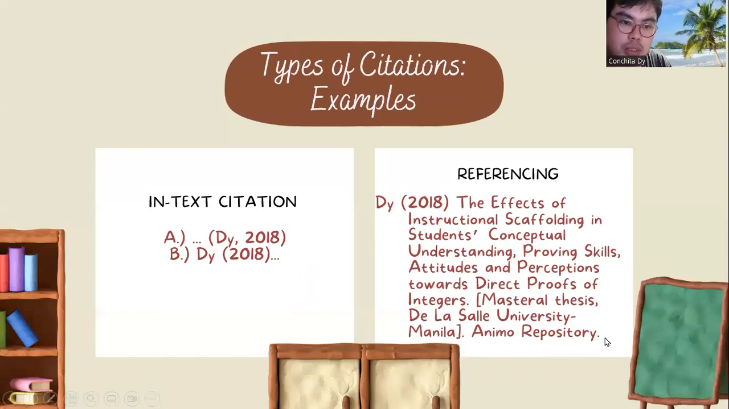So this is how we write sources. So dito, ito yung last name, ito yung first initial, tapos ito yung taon. Then here is the title of the thesis. Then ito yung description, saan siya na-publish, and saan siya ginawa. Ganon. So ito yung referencing.